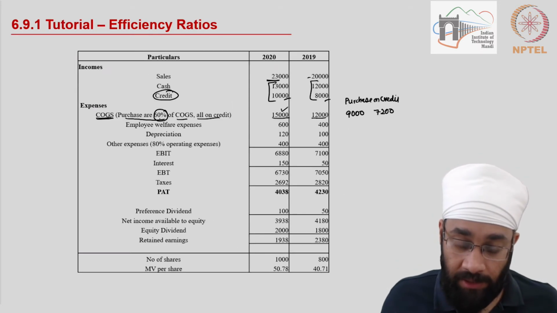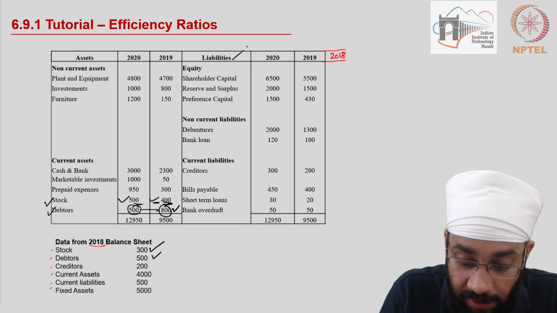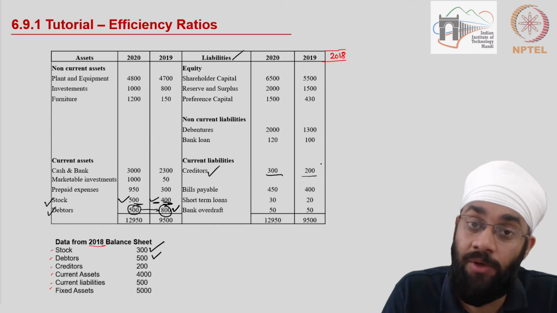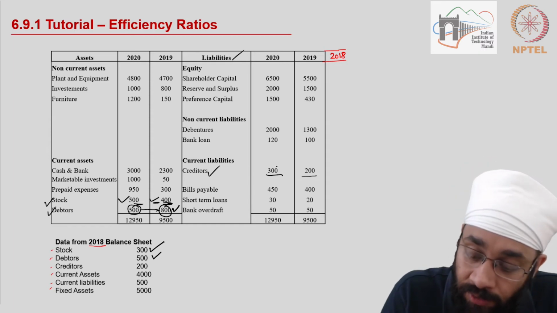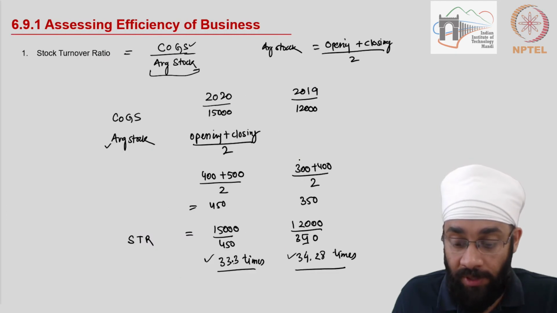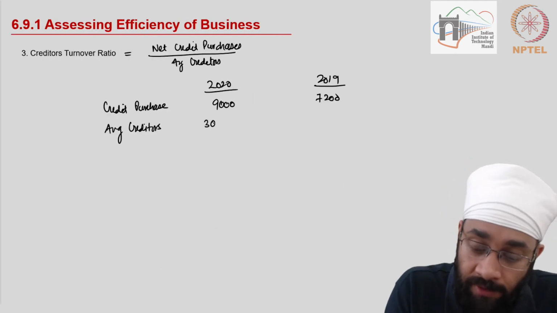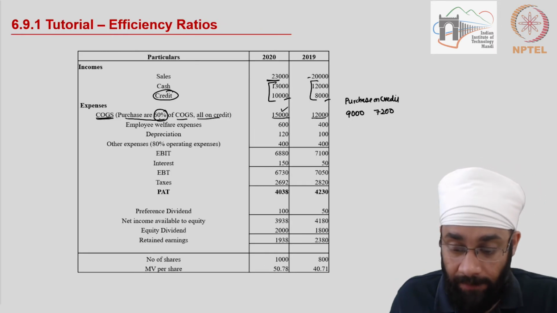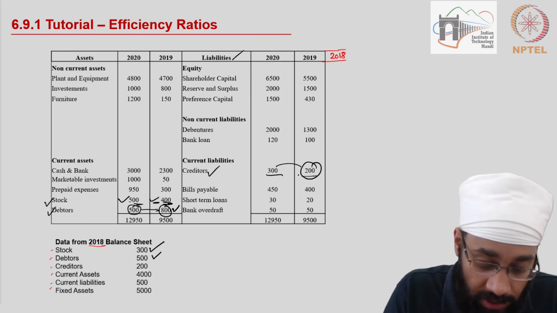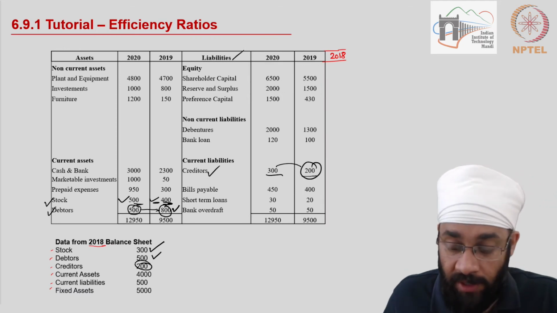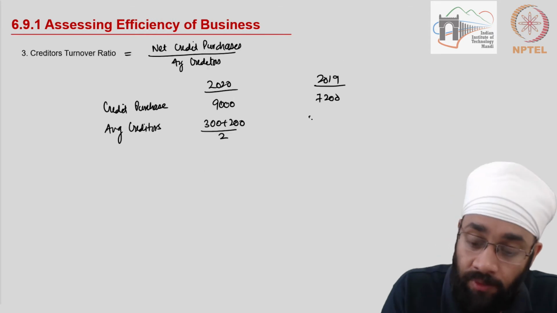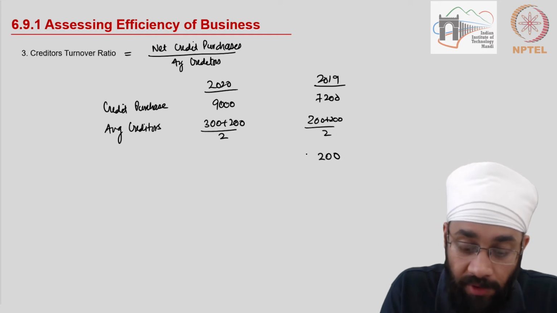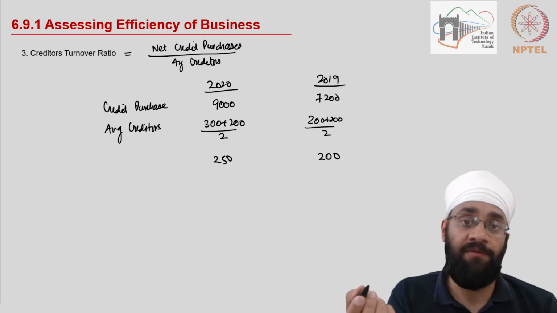Average creditors can be looked up in the balance sheet. On the liability side, you have creditors. This is the closing balance this year, and the previous year's closing balance is the opening balance of this year. So 300 plus 200 divided by 2 gives me the average creditors. For 2019, I have a balance of creditors of 200, so 200 plus 200 divided by 2 gives me 200 only, and this gives me 250 as the average creditors.